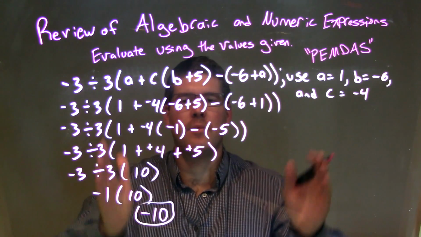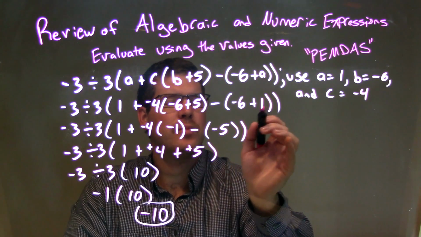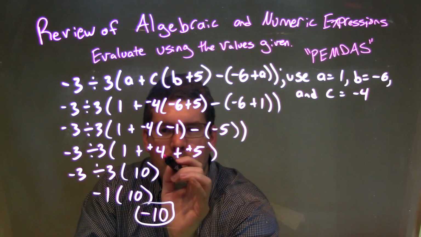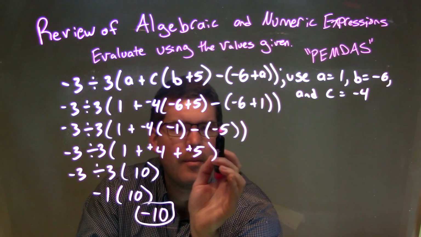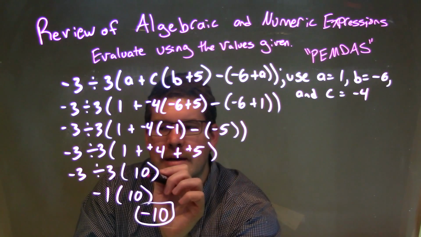I then simplified the most inner parentheses first. -6 plus 5 was -1, and -6 plus 1 was -5. We then multiplied -4 times -1, which is +4, and then subtracting a -5 would be plus 5. I then combined 1, 4, and 5 to be 10.